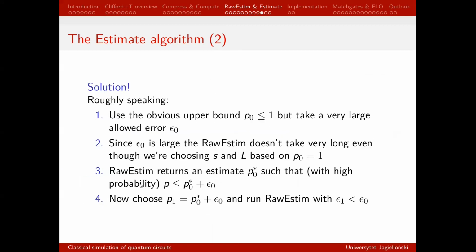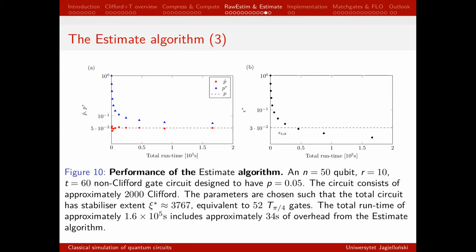It also divides the error between the norm estimation and the sampling, and it does some other stuff, but this is basically the idea of what it does. Yep. So this is quite cool, I think.